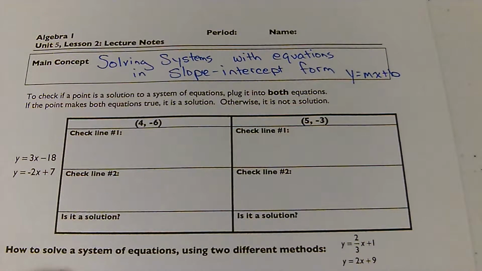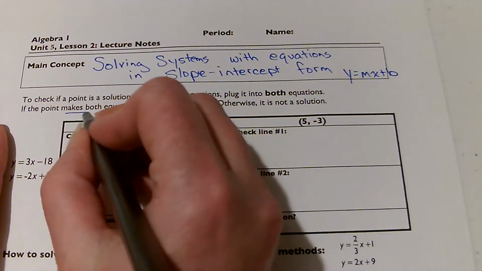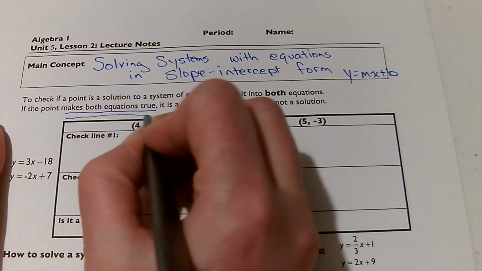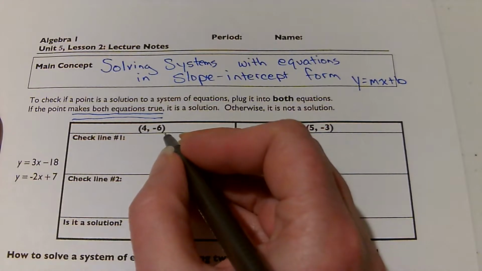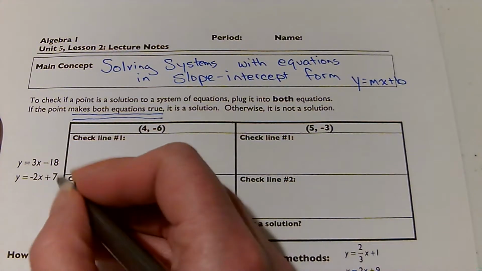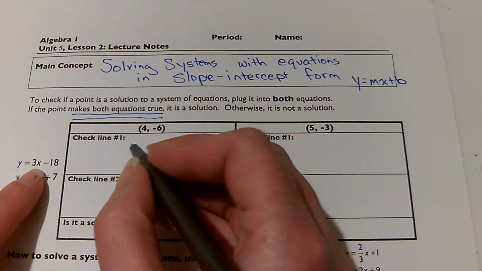Now, to truly be a solution to the system, it has to work for both. It has to make both equations true. In other words, it's going to be where those two graphs are crossing. It lives on both lines at the same time. So, what if we were just given a point and asked to see if it's a solution to the system? So we're going to check each of the lines.